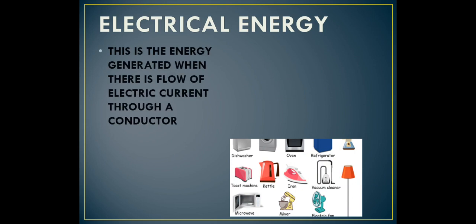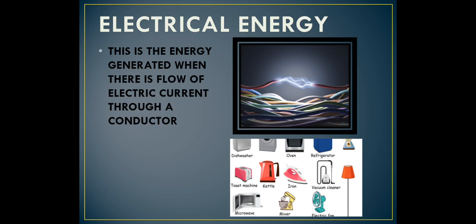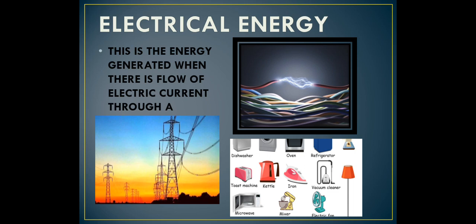Now let's take a look at the next form of energy, which is electrical energy. This is the energy generated when there is a flow of electric current through a conductor. Now we get this electricity. You know that without electrical energy, this modern age would not be possible. It's very important in our homes. Without it, a lot of things cannot be done.